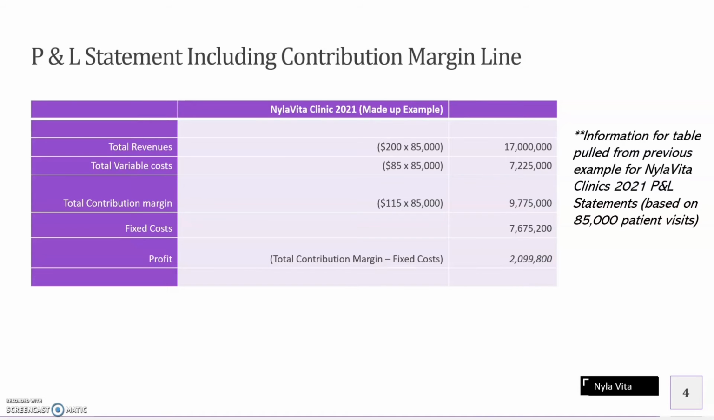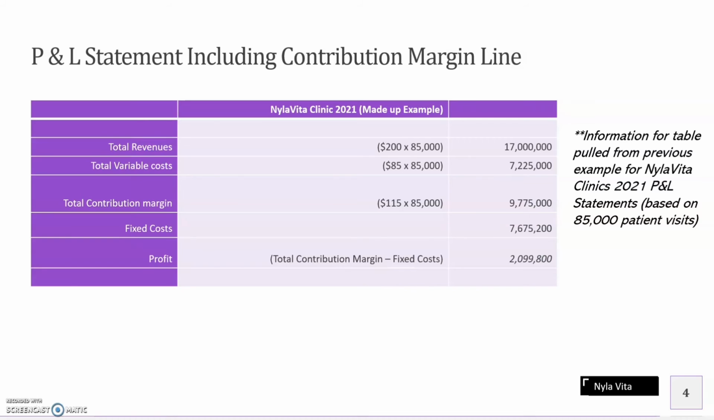So we have the total revenues, $200, and then we multiply that by 85,000. Now the 85,000 is based on the patient visits. And with that, we get 17 million. The total variable cost was $85. Now we're going to multiply that by the patient visits, which is 85,000, and we get 7,225,000.